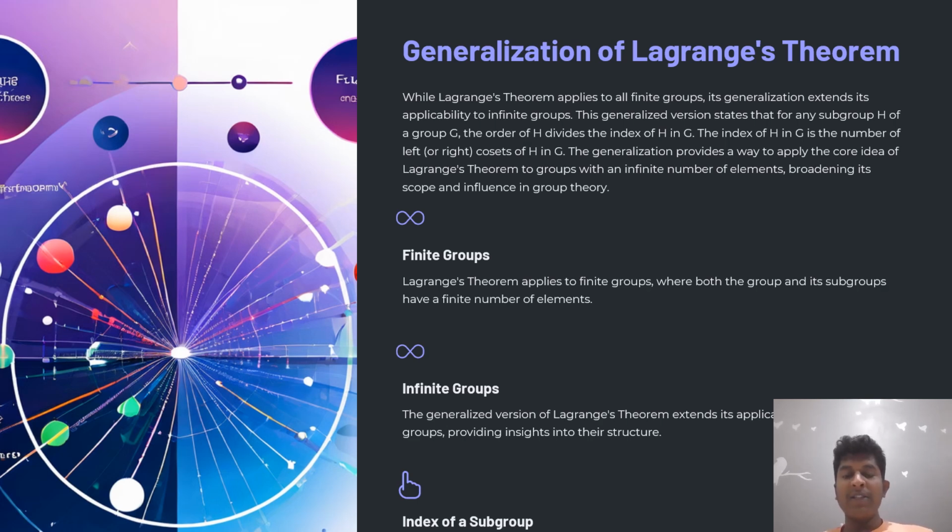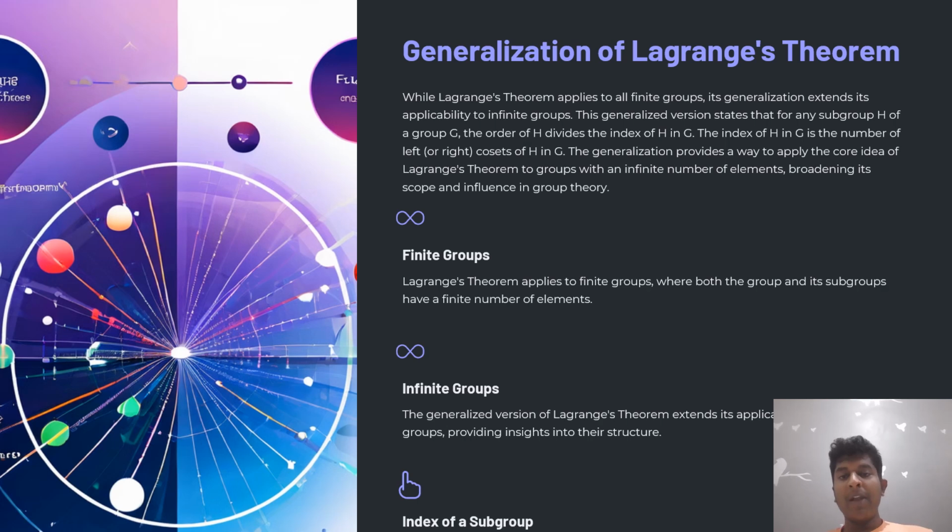Finite groups. Lagrange's theorem applies to a finite group, where both the group and its subgroups have a finite number of elements. Infinite groups. The generalized version of Lagrange's theorem extends its applicability to infinite groups, providing insights into their structure.